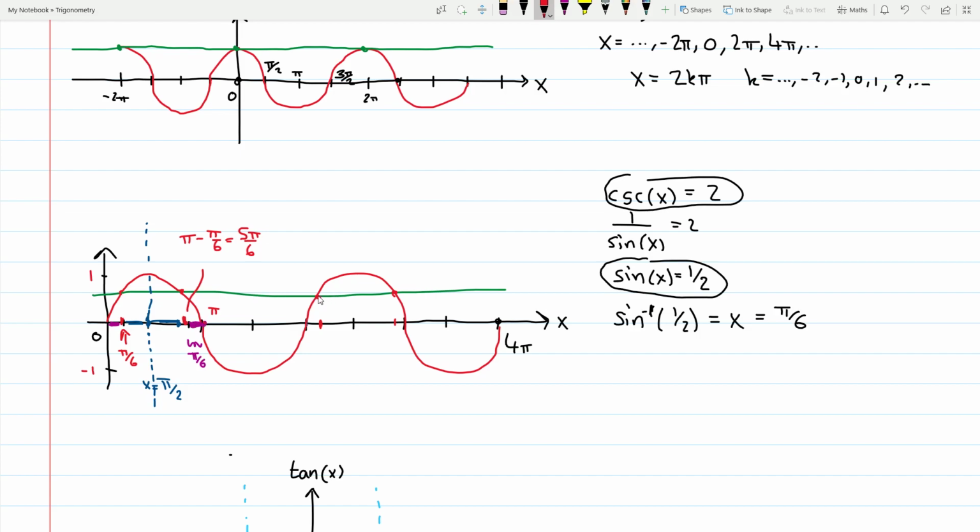Now, how do we find these two values here? Well, we use symmetry again. How do we do that? I mean, we could reflect along this line, but let's do it a different way. Sine repeats every 2π units.